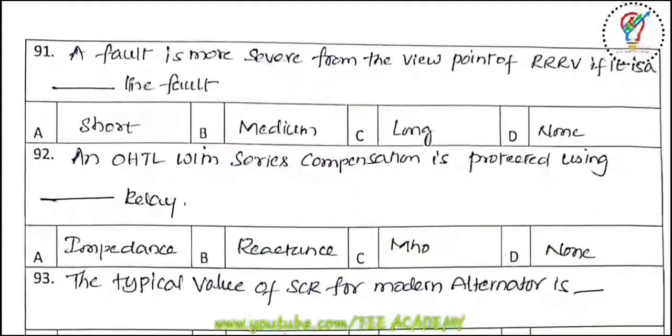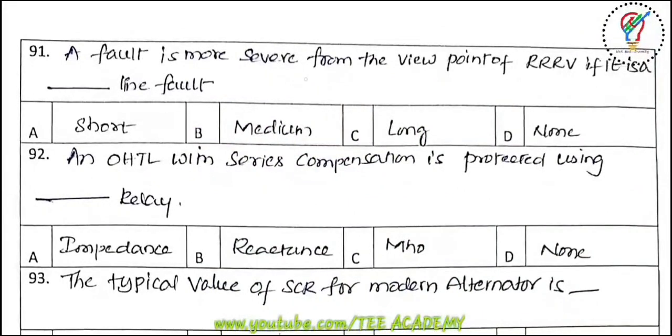Next one, if a fault is more severe from the viewpoint of RRRV, that is the rate of rise of restriking voltage. If it is a dash fault, the options are short, medium, long, and none. So option A is right. The fault is more severe from the viewpoint of the rate of rise of restriking voltage if it is a short circuit fault.